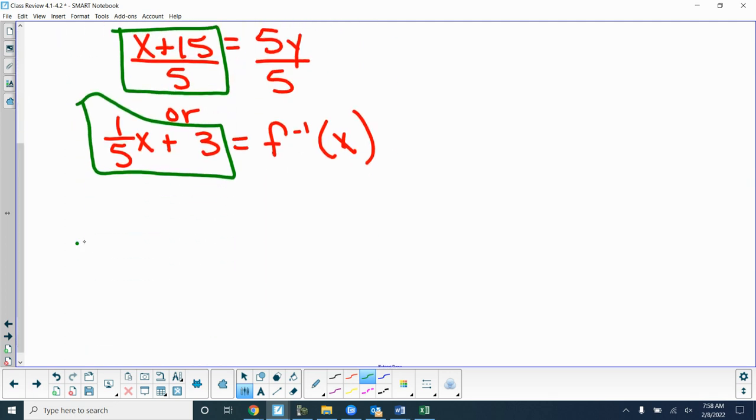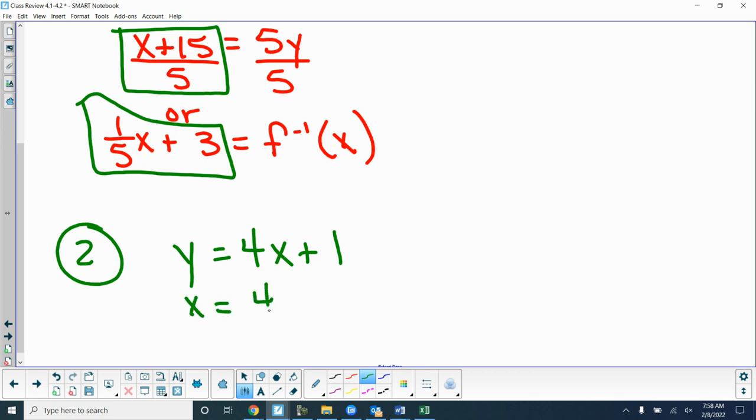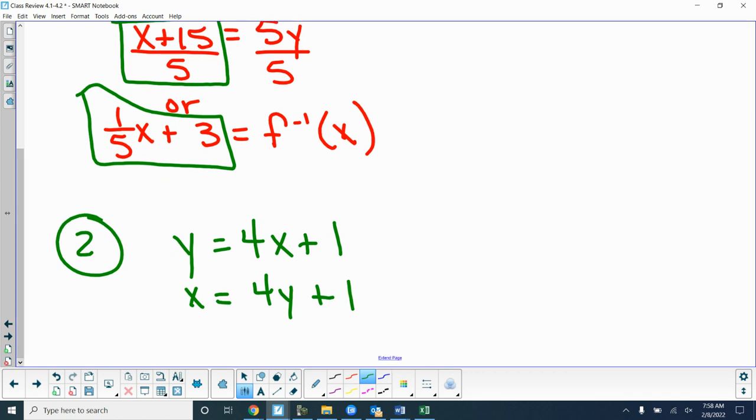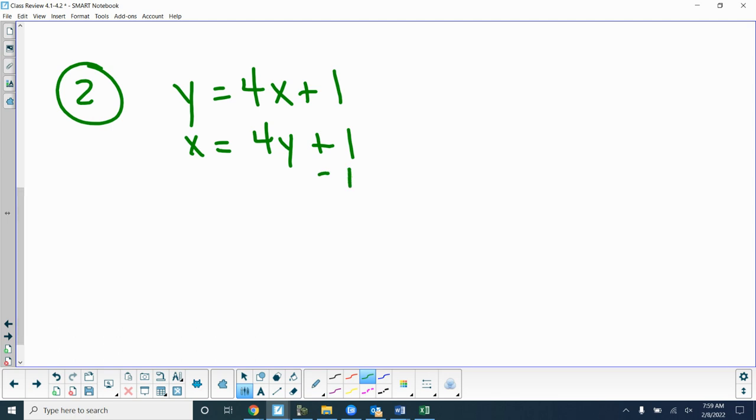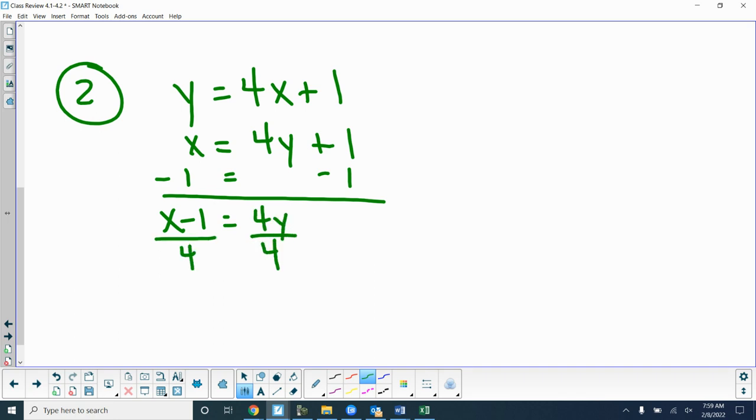Number 2 is very similar to that one. So we got y equals 4x plus 1. Again, I just use y instead of f of x, and then I switch them. So now I'm going to write x equals 4y plus 1. And get y by itself. So just subtract 1. And then divide by 4. So y equals x minus 1 over 4.